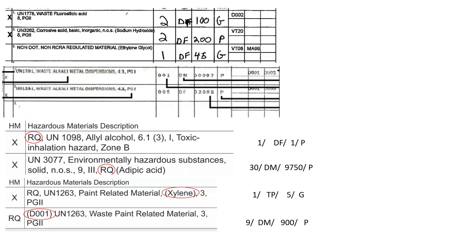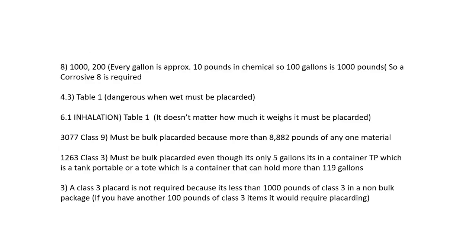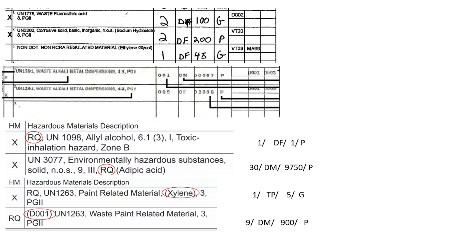The next one down is 3077, but it's Class 9. It's 30 drums metal, weighing 9,750 pounds. It must be bulk placarded because it's more than 8,882 pounds of any one material. So now we require a Class 9 bulk with a 3077 in the middle of it. The UN number has to be on the placard because that's a bulk package.